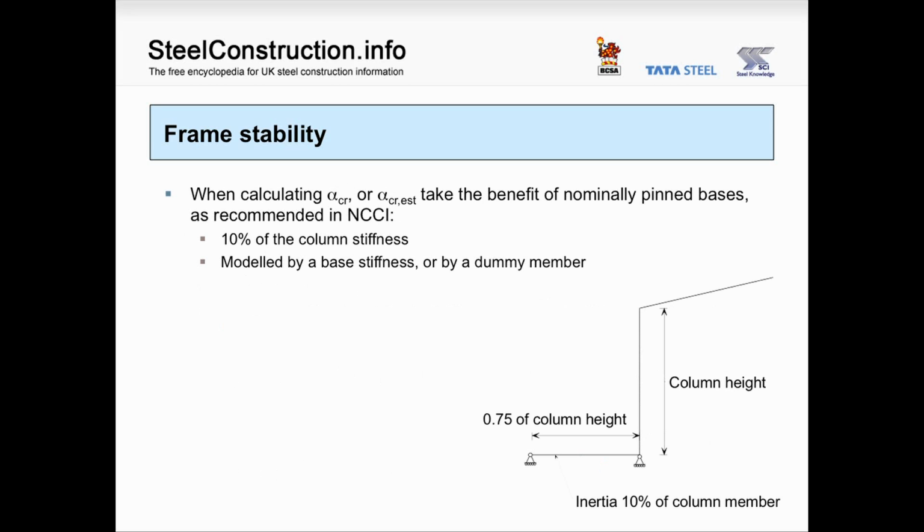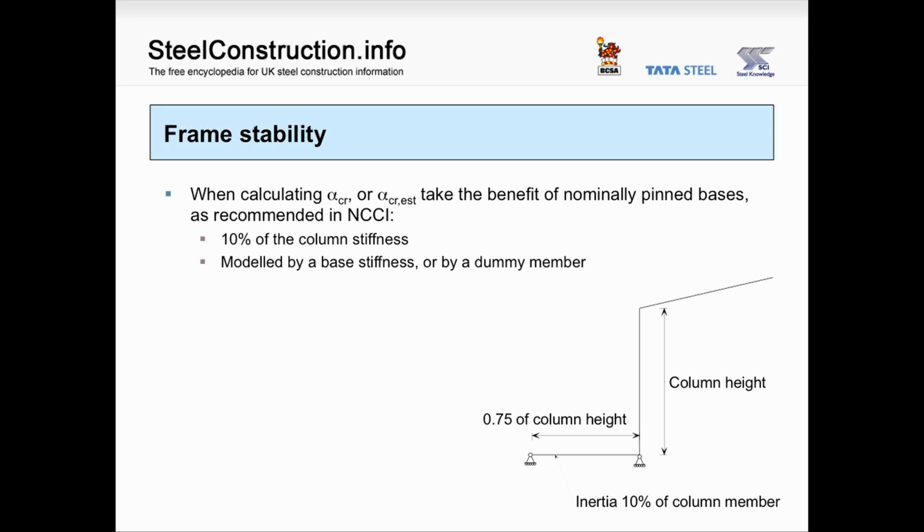When we calculate alpha crit or alpha crit est, it's highly recommended that we take the benefit of base stiffness even if we have a nominally pinned base. So we are encouraged to take the base stiffness as 10% of the column stiffness. If we're using bespoke software, we can probably input that value directly. If we are modelling using a plain frame program, then we probably need to include a dummy member.